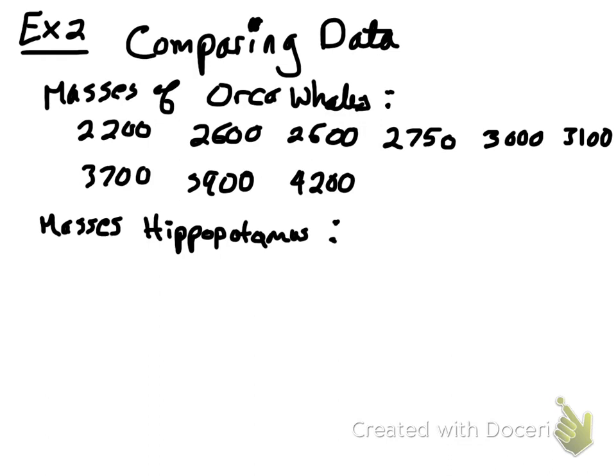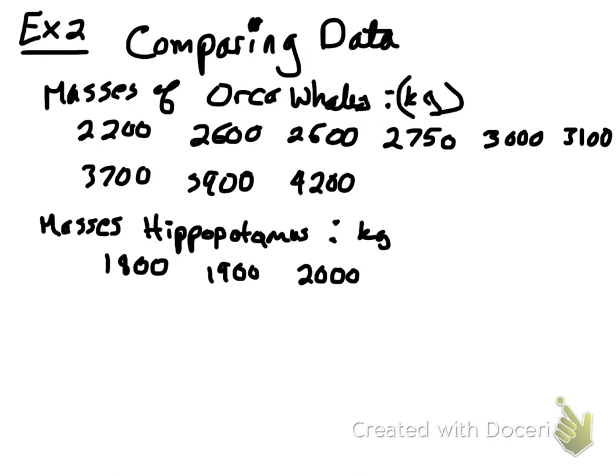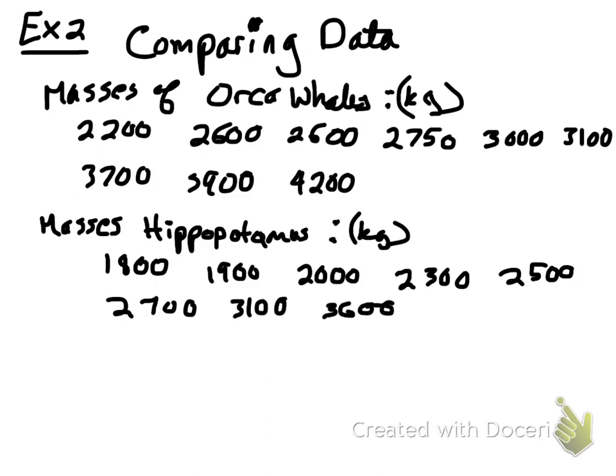Now our masses of our hippopotamus sampling here begins, our smallest one has a mass of 1,800, 1,900, 2,000, and this is in kilograms, I should say. Both of these are in kilograms, so we're able to compare directly. 2,300, 2,500, 2,700, 3,100, 3,600. All right, so we have our data sample.